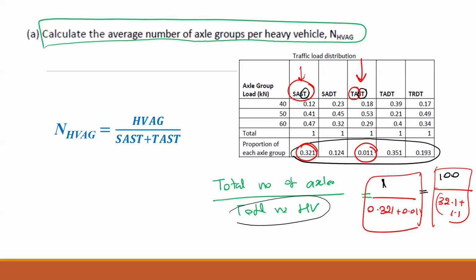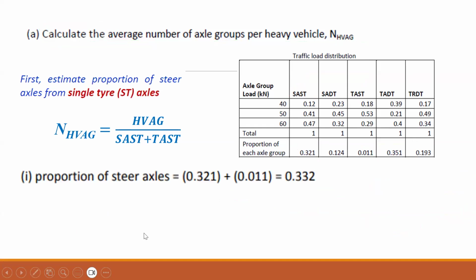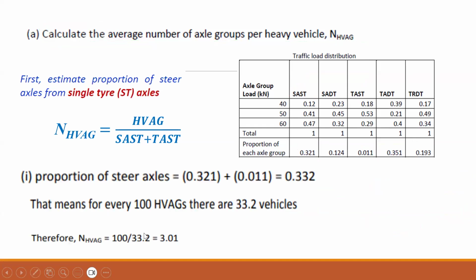What do we get? What's that? Yes. So 3.01, do we all get that? Any question up to here? No questions? Can I move on to the next part of the question? Okay, so.